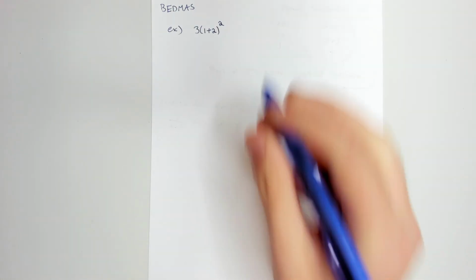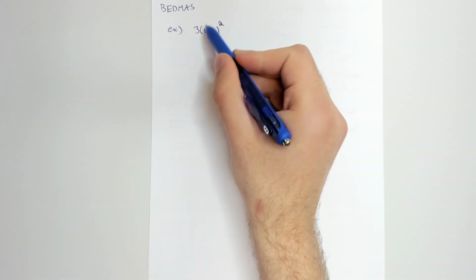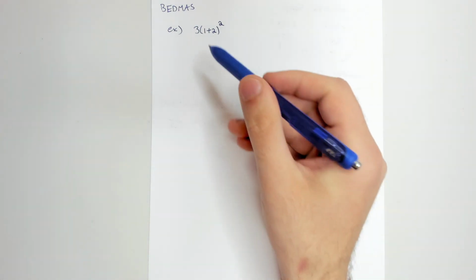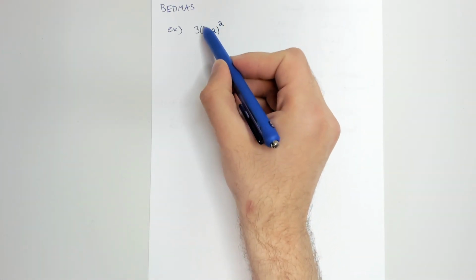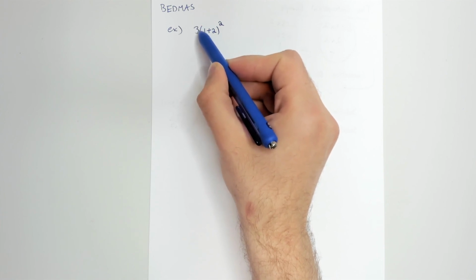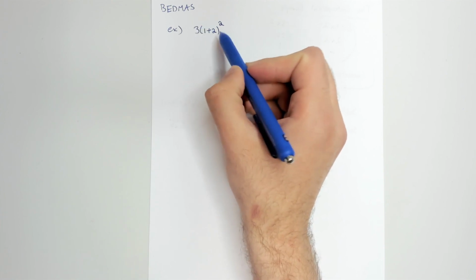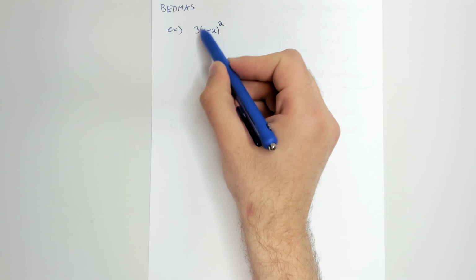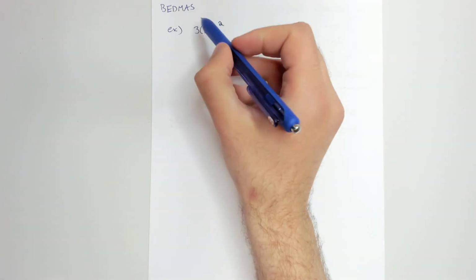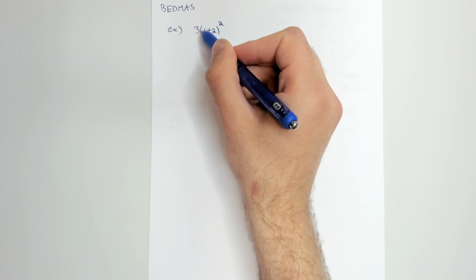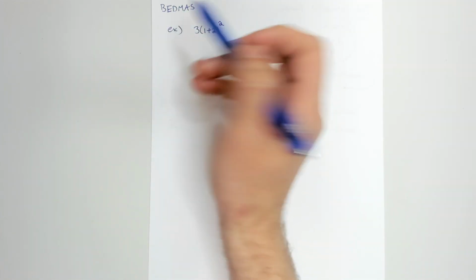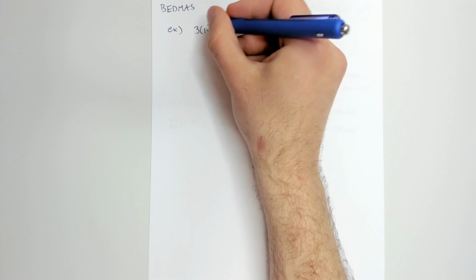All right, so our first example, we've got 3 times (1 plus 2) squared. Normally we would do the multiplication first. Again, this is multiplication here, just we're not writing the multiplication sign because it's not ambiguous having a number next to a bracket like that. But since we have parentheses here, we are going to actually evaluate this expression first, right? B for brackets or parentheses. So we evaluate that first.